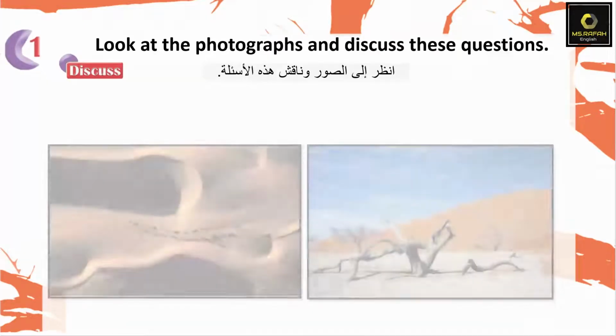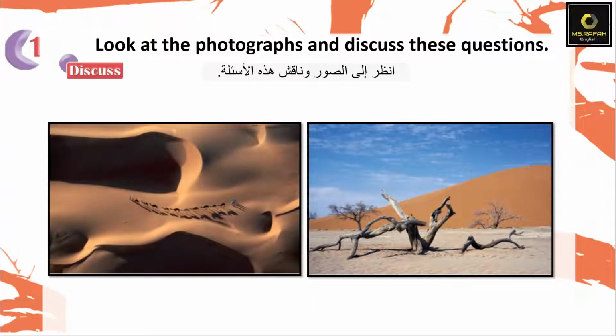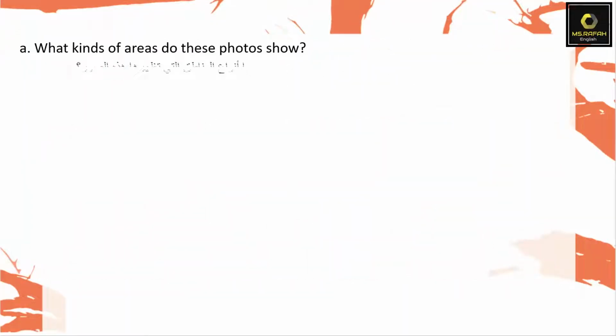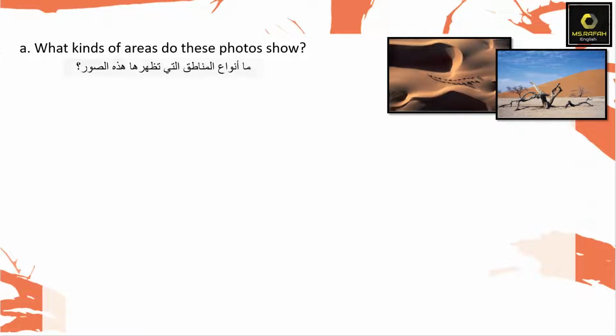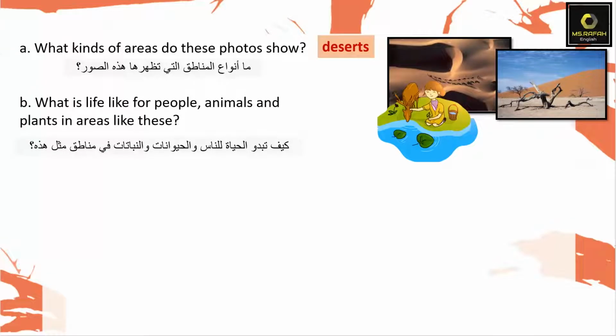Now let's see question 1. Look at the photographs and discuss these questions. What kinds of areas do these photos show? In these photos we can see deserts. What is life like for people, animals, and plants in areas like these? Surely such a life will be difficult.